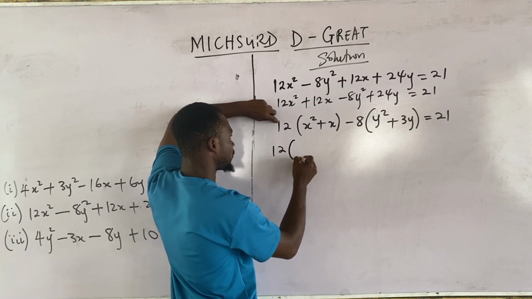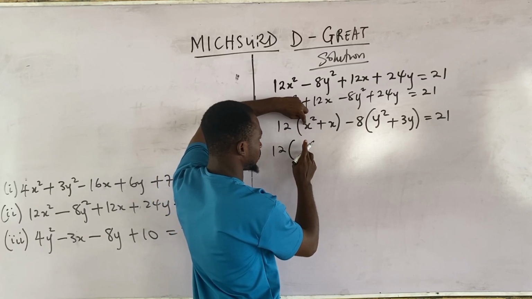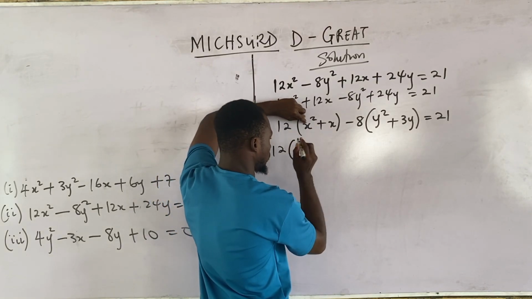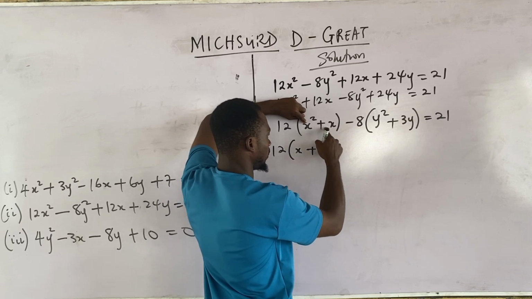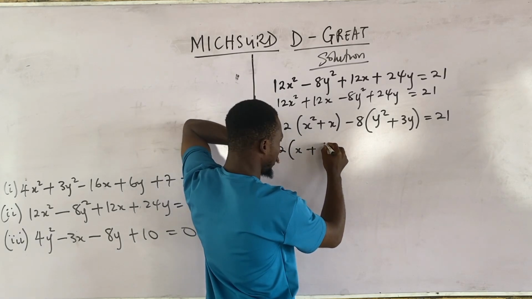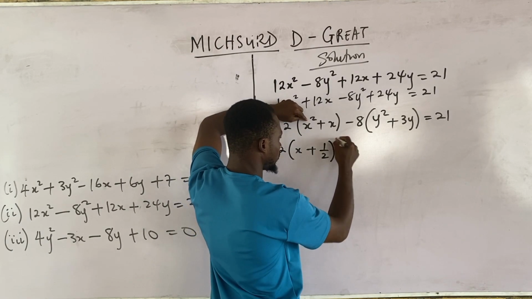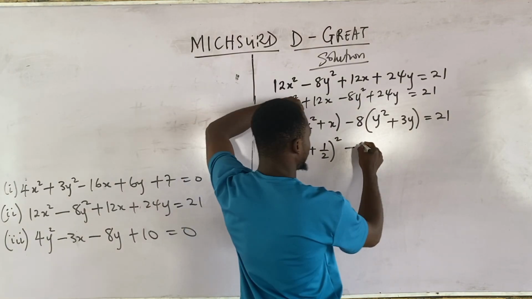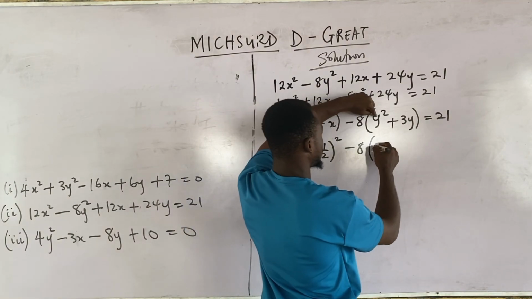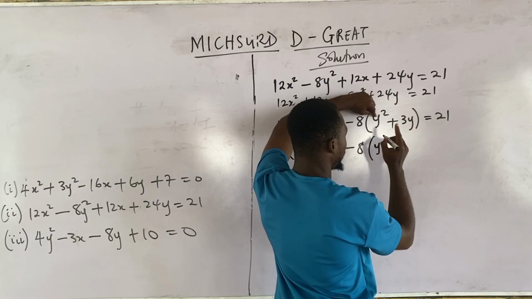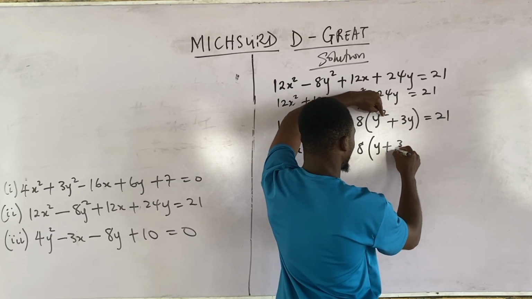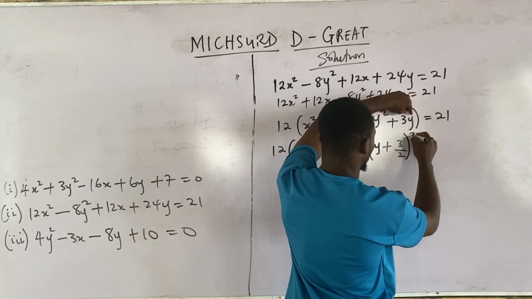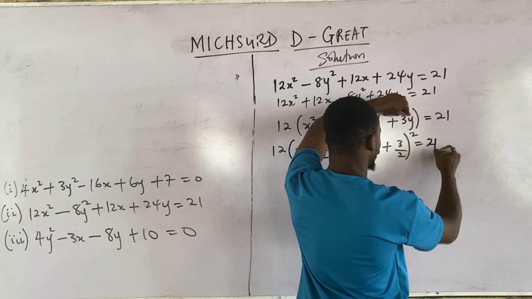I write 12. So like we did in the first question. So here, just pick up your x. Then if I divide the coefficient here with 2, I'll be having 1 all over 2. Then I will square it. I have minus 8. I'll do the same thing. Y is here. I'll pick only y. Then divide here by 2. I'll be having plus 3 over 2. Then I will square it, equal to 21.